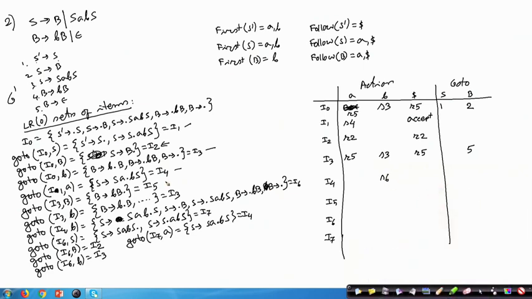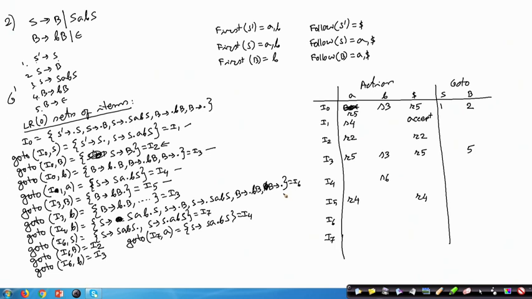Now, come to I5. So, B producing BB dot is rule number 4. So, I have to look into the follow set of capital B, which is A and dollar. So, there I should do a reduce by rule number 4, and here also a reduce by rule number 4. Fine.